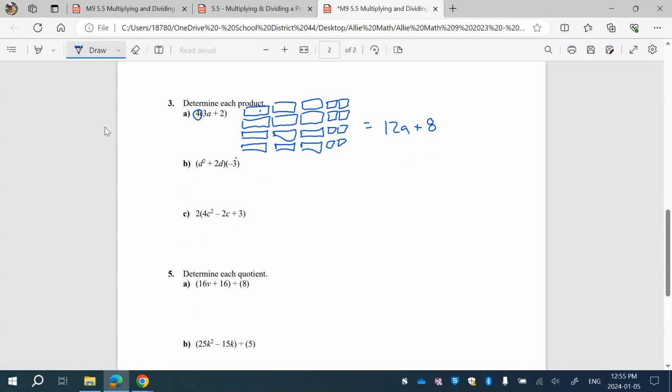So you just need to multiply the constant by each of the terms inside the brackets. So we can rewrite this as negative 3 times d squared plus negative 3 times 2d. And there we would get negative 3 times d squared is going to be negative 3d squared. And negative 3 times 2d is going to be a negative, looks like negative 6d.